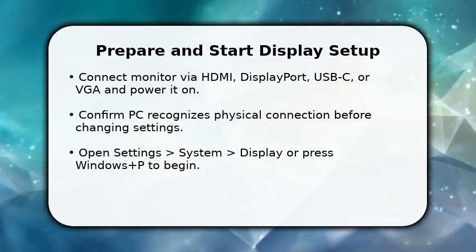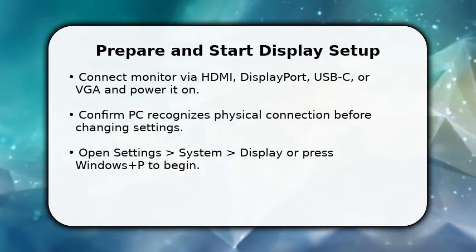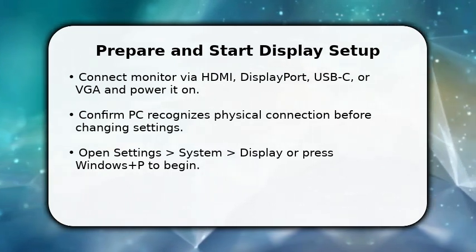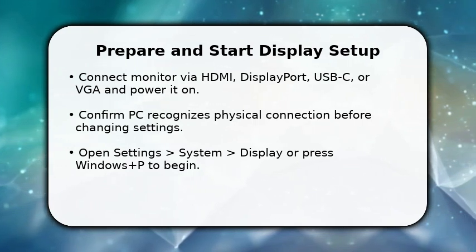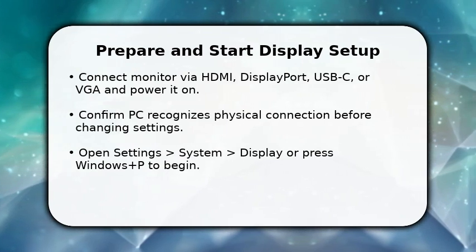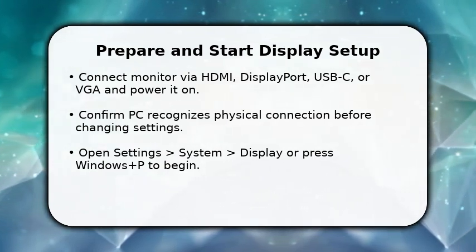Next, open Settings and go to System, Display, or use Windows plus P for a quick projection menu. This gets you into Windows 11 display controls, where you'll tell the system how to use that second screen rather than just relying on physical detection.